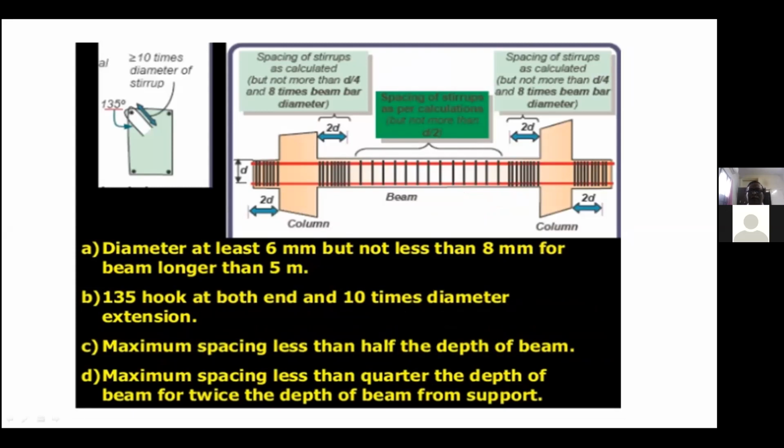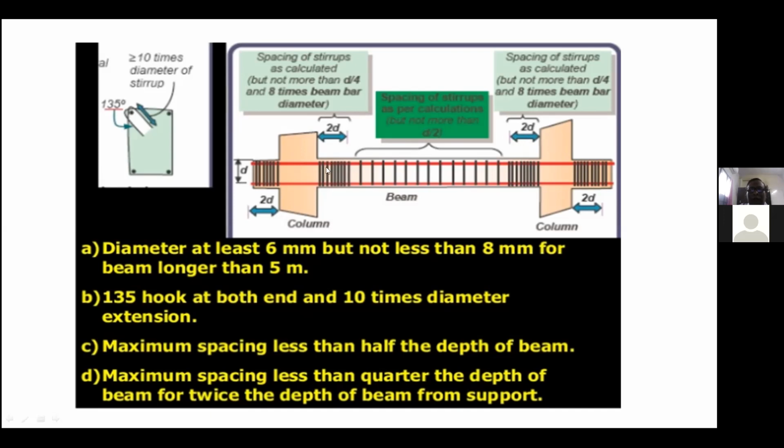Okay. Suppose you look at this beam diagram, you have a column and then a beam. So the beam is divided into regions. From the column face, one region is 2D distance, and then there is a middle distance, and then the right hand side is again 2D.